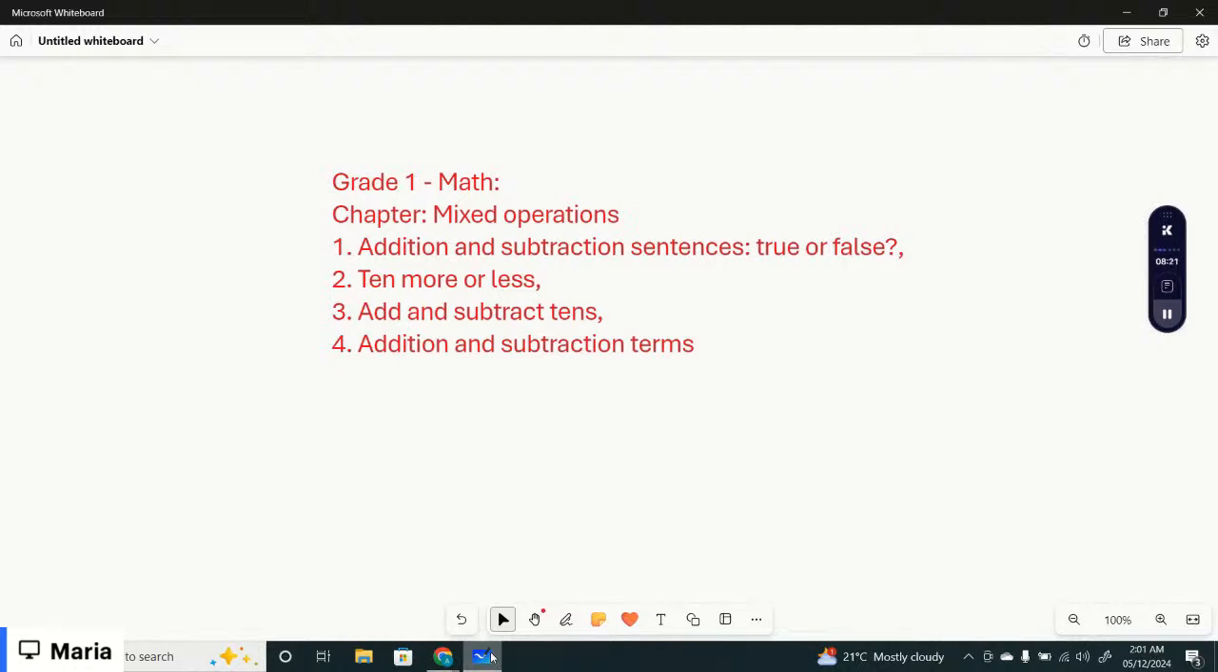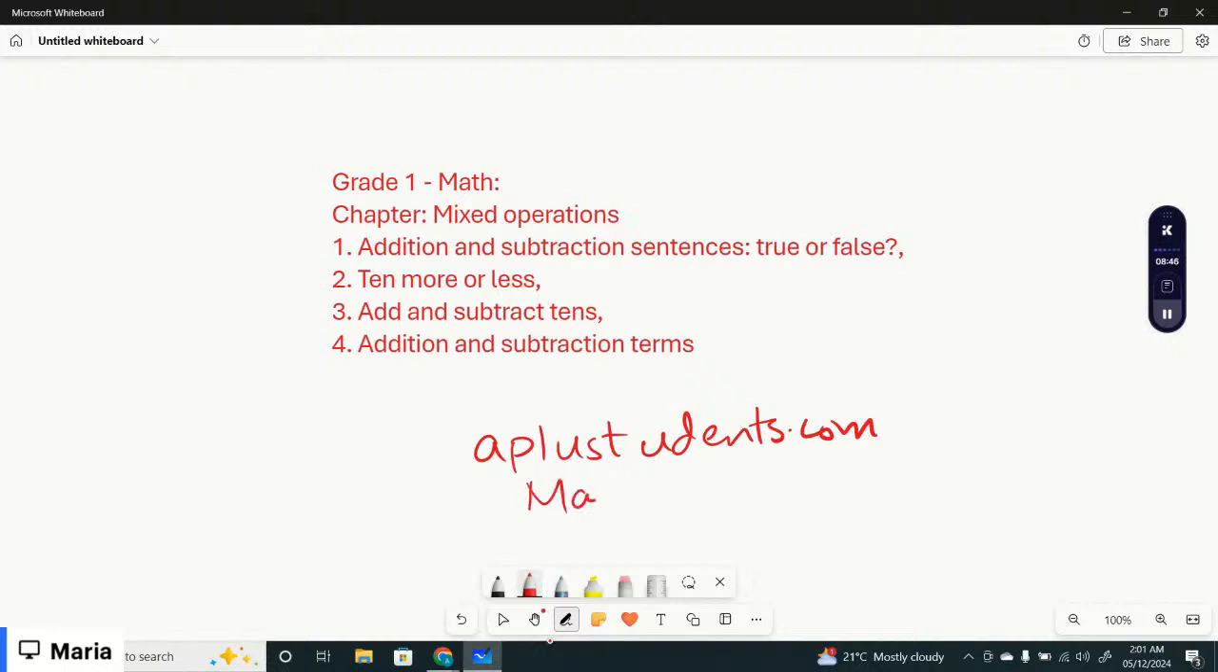We are here for grade 1 math. You can find all the lessons on aplusstudents.com. You have to log in there using your email address and password as provided by the administrator. Then select math from the subject tab, scroll down to grade 1 math, and click on view all lessons. There you can find a list of the chapters.